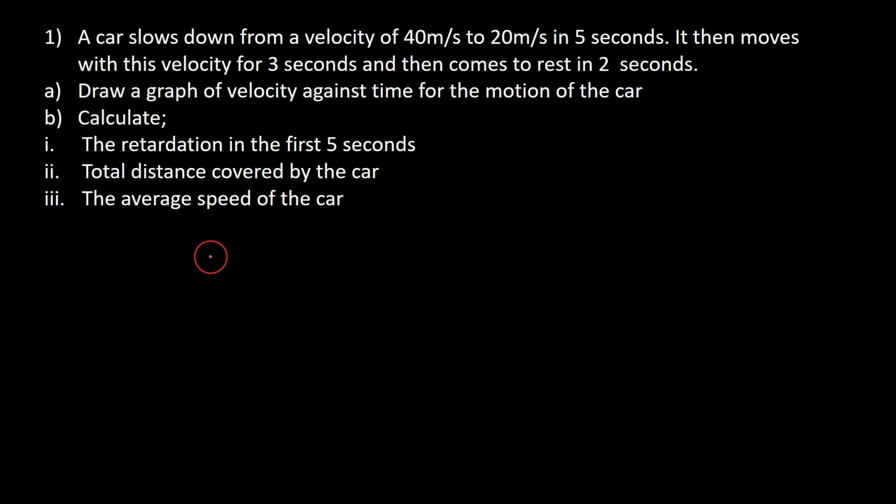A car slows down from a velocity of 40 meters per second to 20 meters per second in 5 seconds. It then moves with this velocity for 3 seconds and then comes to rest in 2 seconds. A. Draw a graph of velocity against time for the motion of the car. B. Calculate the retardation in the first 5 seconds, total distance covered by the car, and the average speed of the car. So let's first begin with drawing the graph.